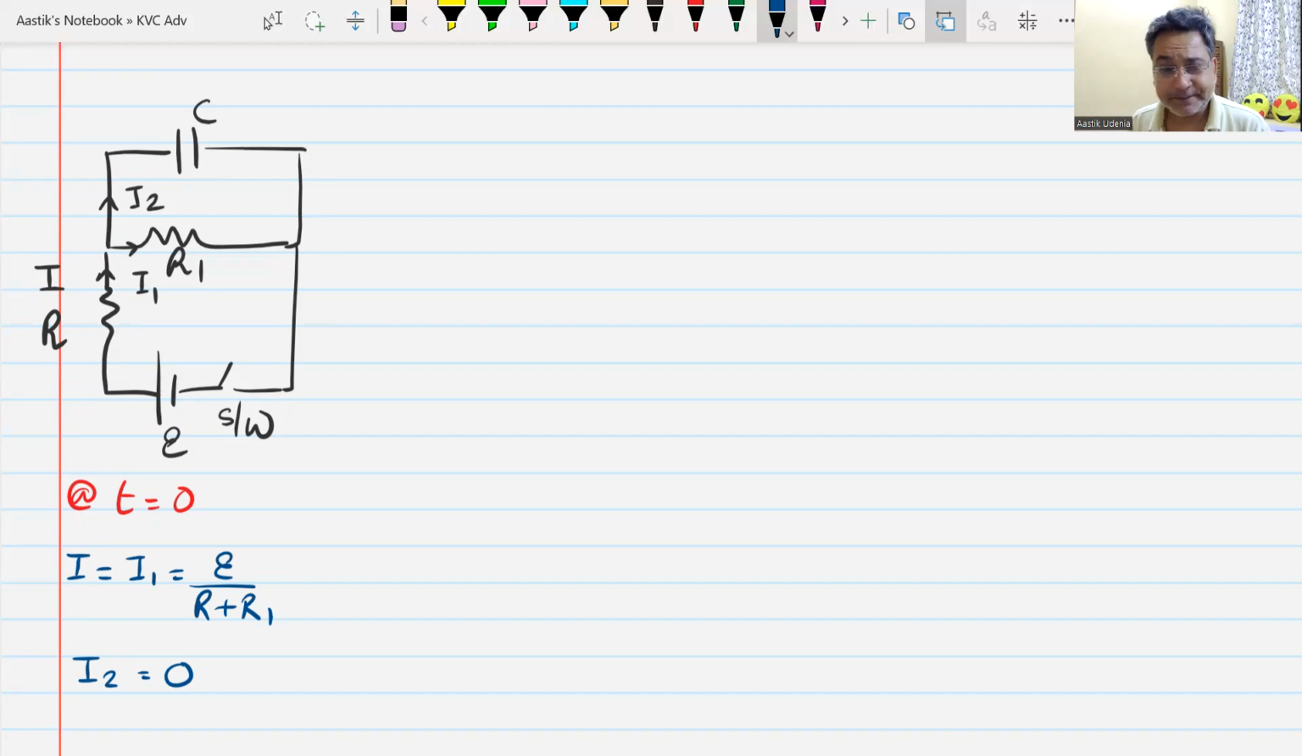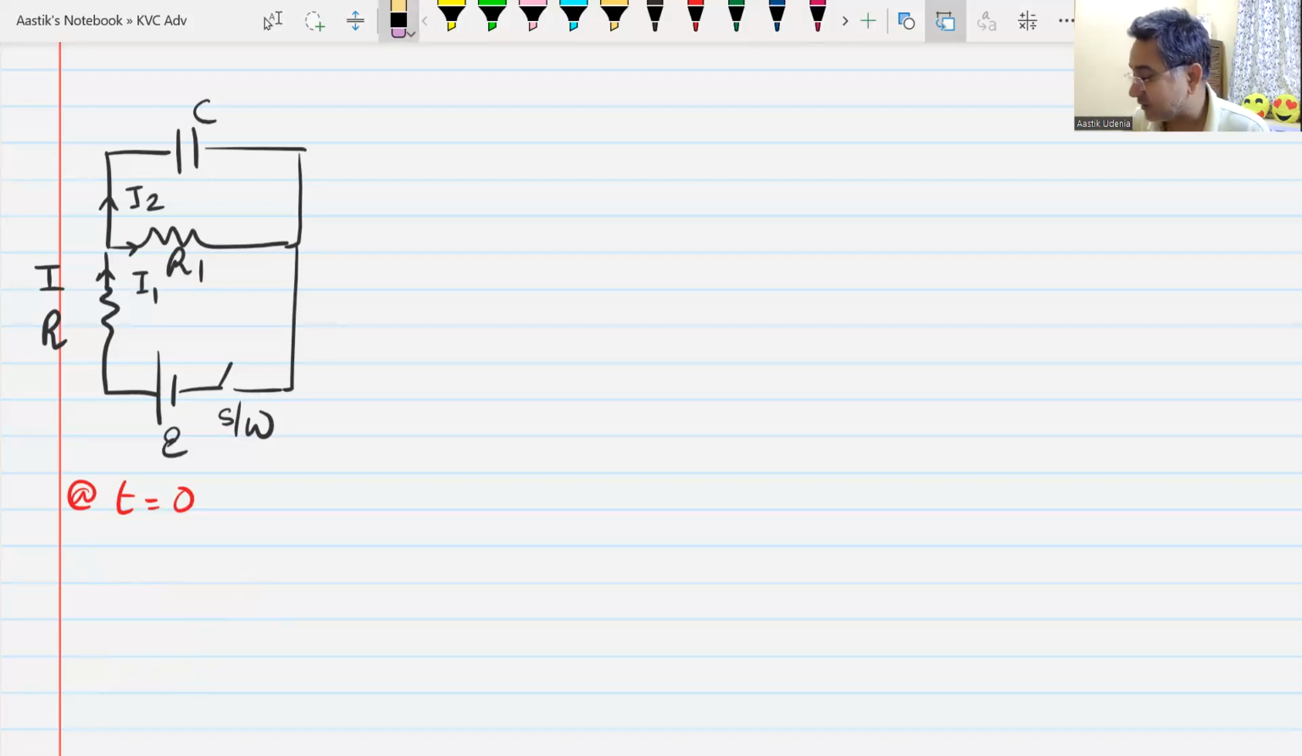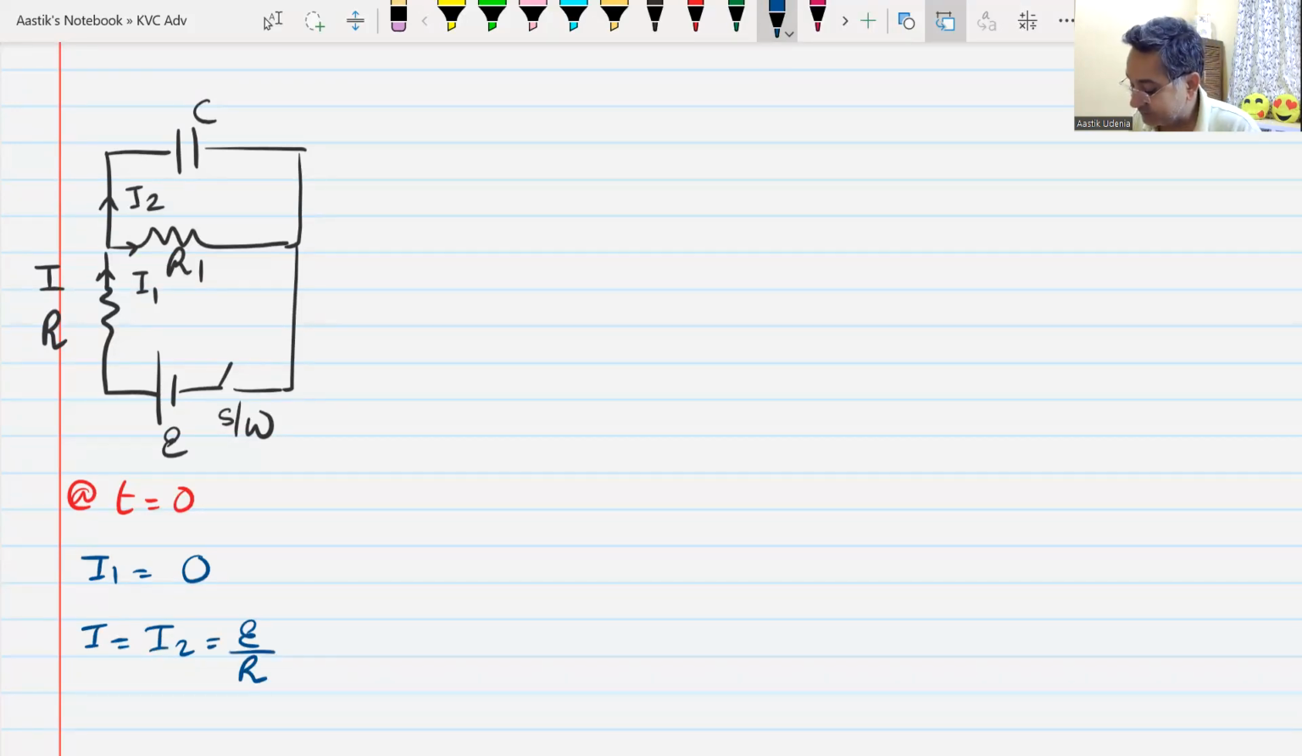Something wrong? Or everything okay? At time t equal to 0, how does the circuit behave? How does the capacitor behave? Okay. Sir, R1 is short circuited. Yes. So, can current flow in R1? No, sir. So, I1 becomes equal to 0. And I becomes equal to I2 and that becomes equal to E by R. Do we understand this? Yes, sir.